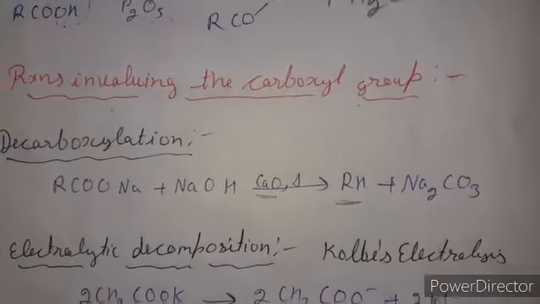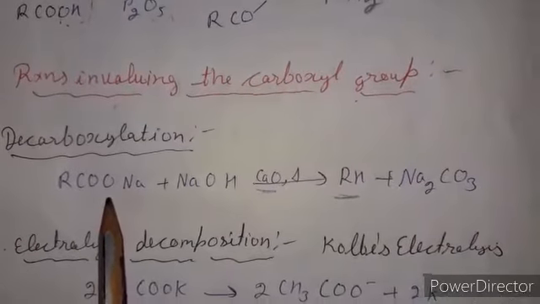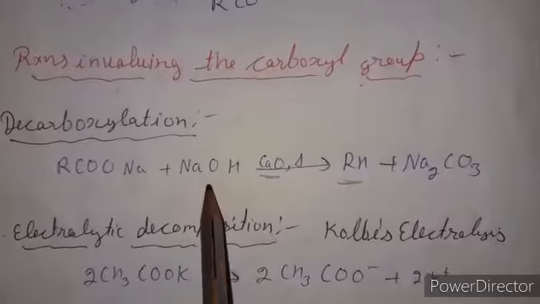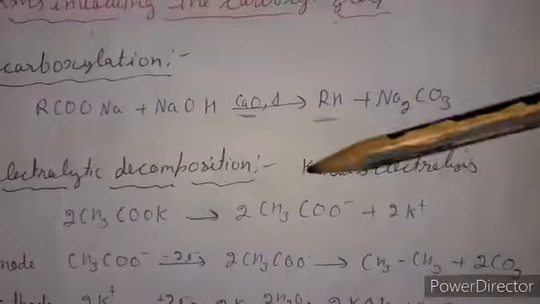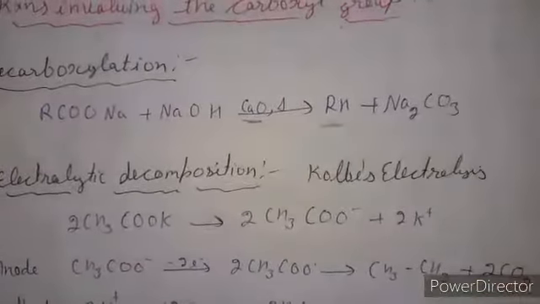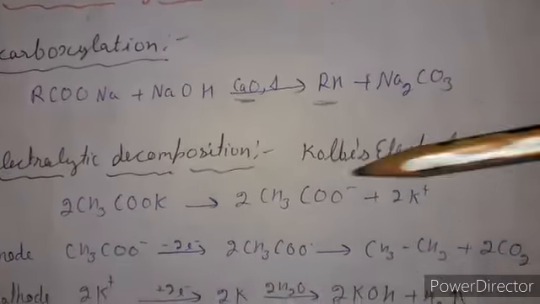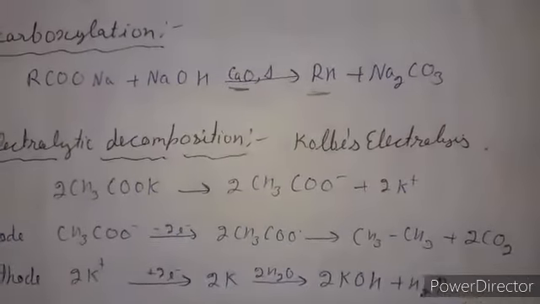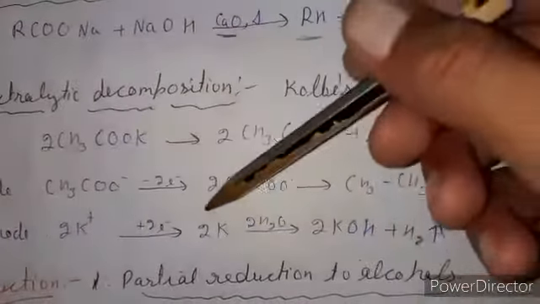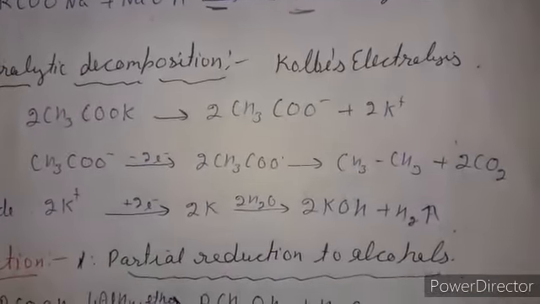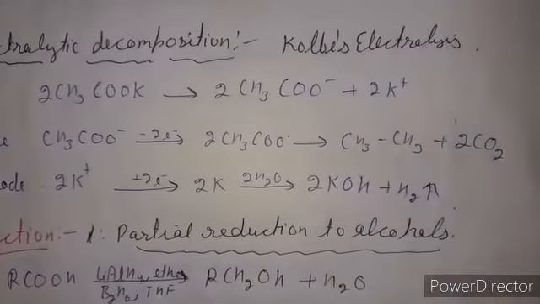This reaction we already did in 11th class also. When we react sodium salts of carboxylic acid with soda lime, it forms an alkane which has one carbon less than the carboxylic acid. Also, we prepare alkane when we pass electric current through potassium salts of carboxylic acid, which is called Kolbe electrolysis. This reaction occurs at the anode, and this reaction occurs at the cathode, where potassium ion changes to form potassium hydroxide along with hydrogen gas.